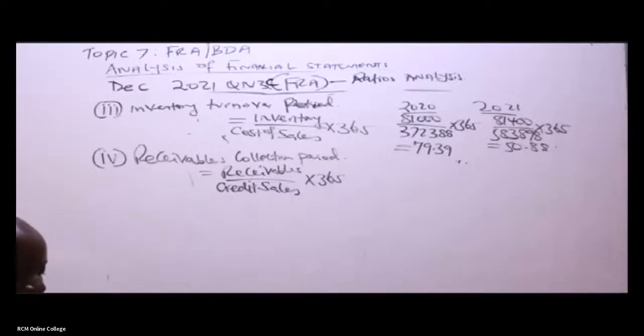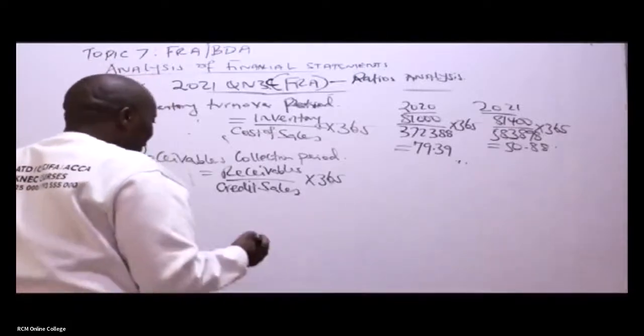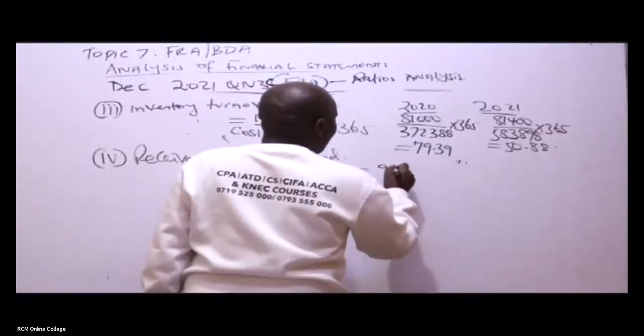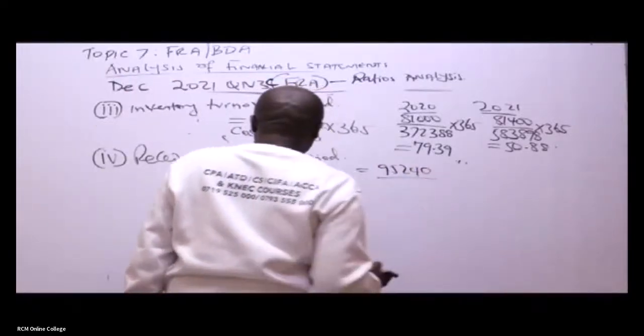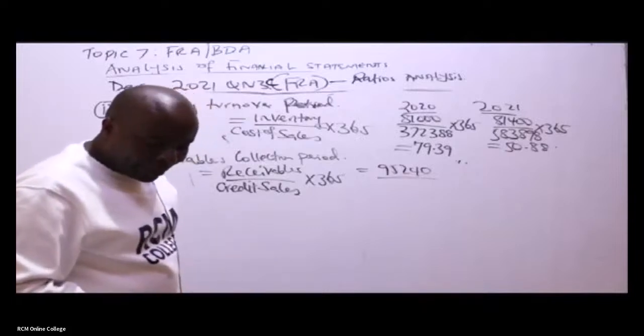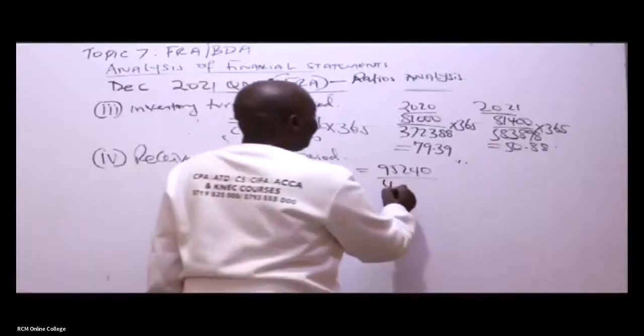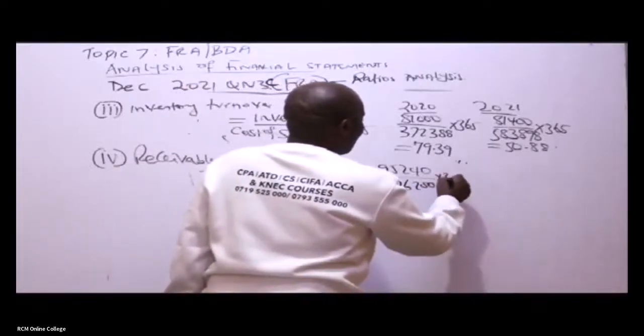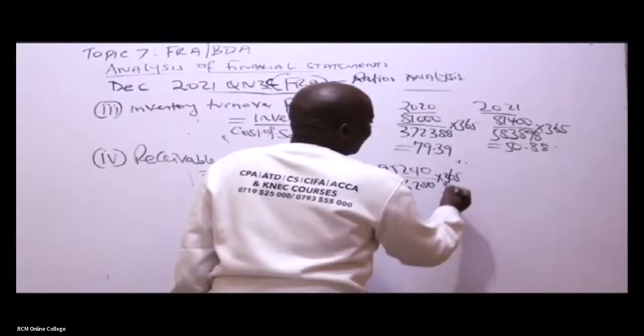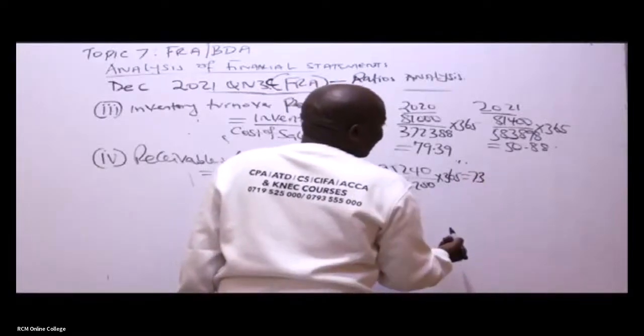Great. So remember, in terms of receivable days or receivable collection period, you take the receivables. I can see there in 2021, we had 95,240, divided by the entire sales, which happens to be on credit, 476,200, times 365. This ends up giving us 73 days.